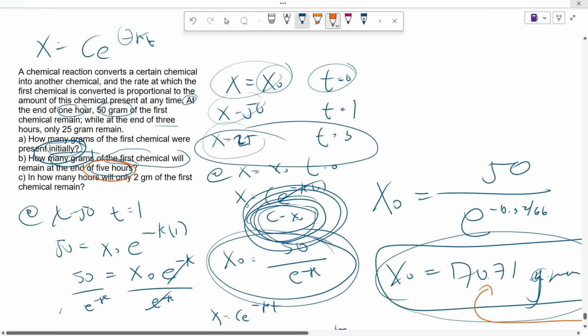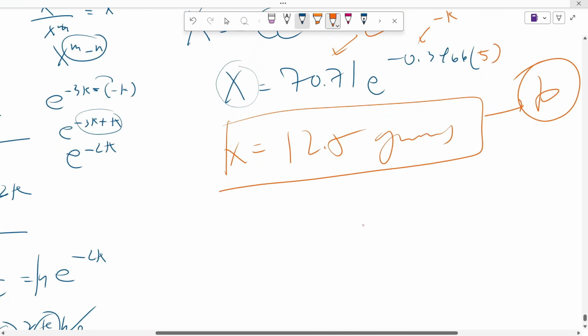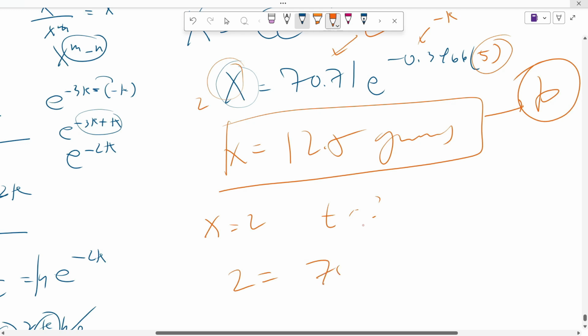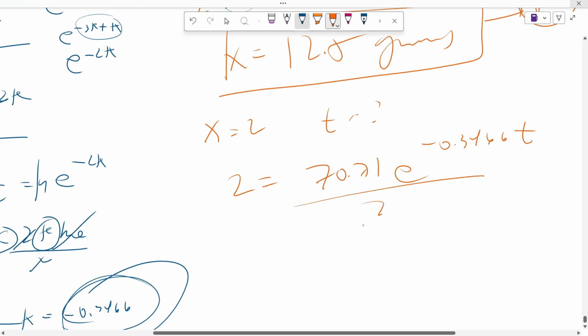So, letter C naman tayo. In how many hours will only 2 grams of the first chemical remain? How many hours, guys? We are given X, 2 grams. We're asked for the number of hours. So, we replace this with 2, and remove the 5. So, 2 equals 70.71 e raised to negative 0.3466 times the unknown time. Time is what's asked. Divide by 70.71. Cancel, cancel.